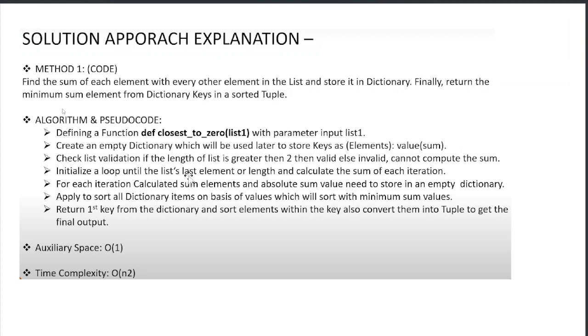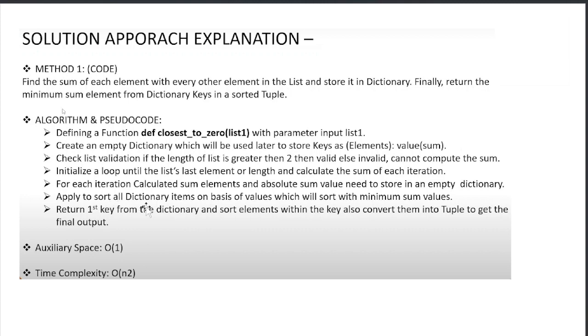We will define a function def closest_to_0 with a parameter input_list_1. We'll create an empty dictionary which will be used later to store keys as elements and values as sums. Then list validation: if the length of the list is greater than 2, it is valid, else invalid, cannot compute the sum. We will initialize the loop until the list's last element or length and calculate the sum in each iteration. For each iteration, the calculated sum element and absolute sum value need to be stored in the empty dictionary.